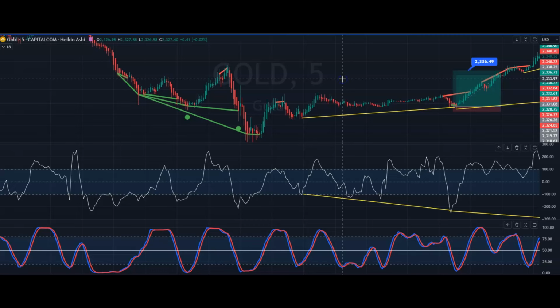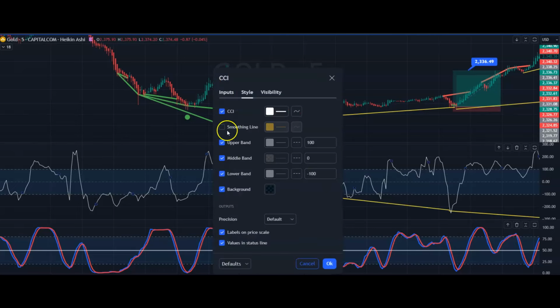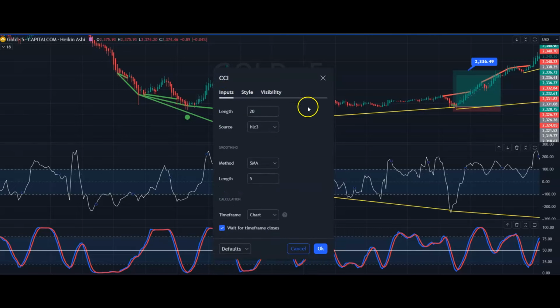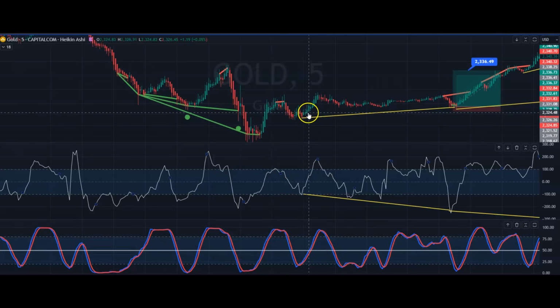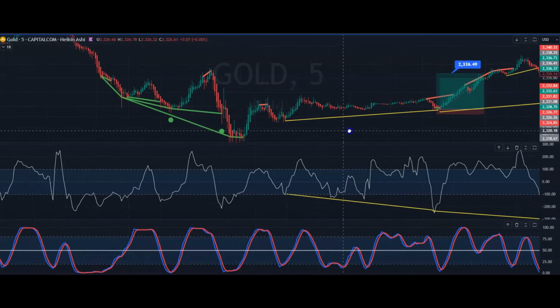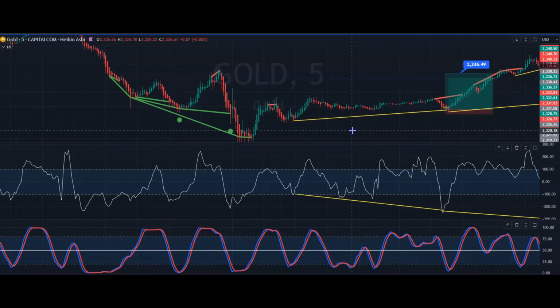So what I've got here in the chart, a 5-minute chart on gold, I have the CCI, which is my most favored indicator, set at 20 on an SMA. It's very straightforward. I've also got a stochastic here. So these are momentum indicators and give us the heads up in terms of where the price is going next.